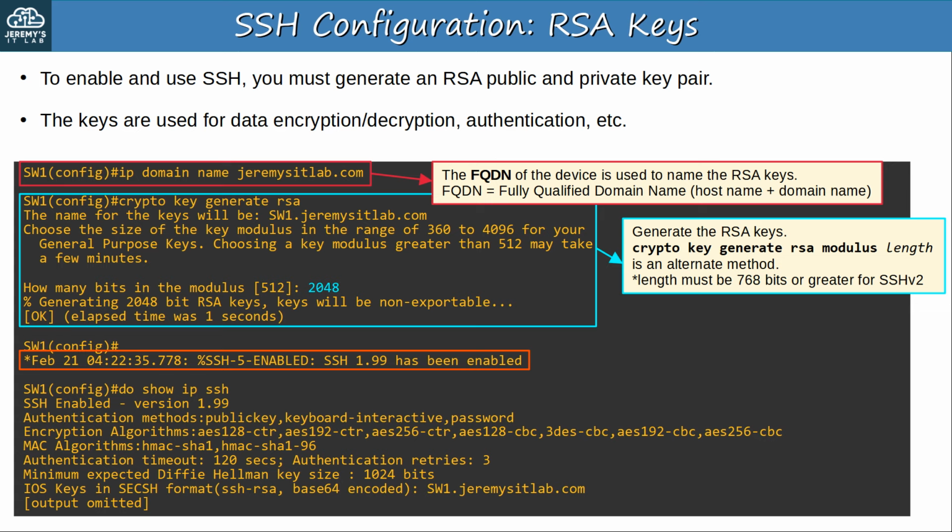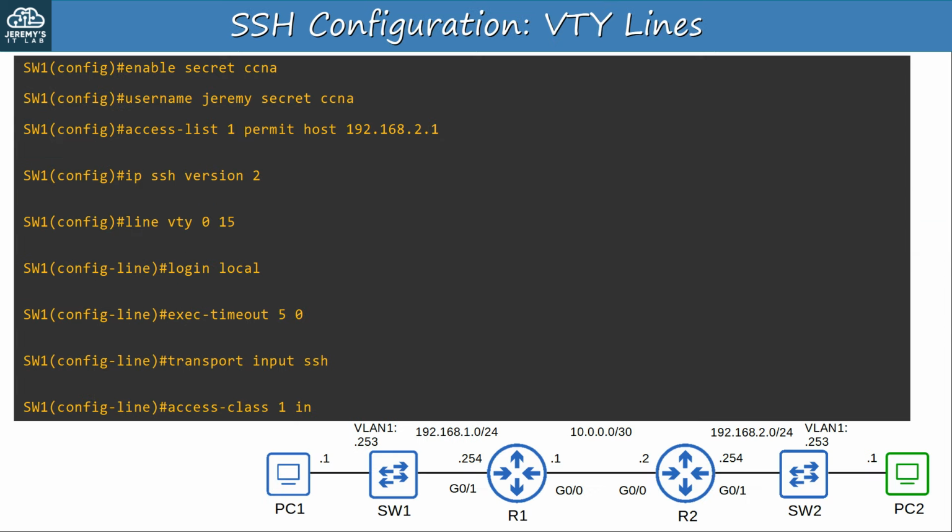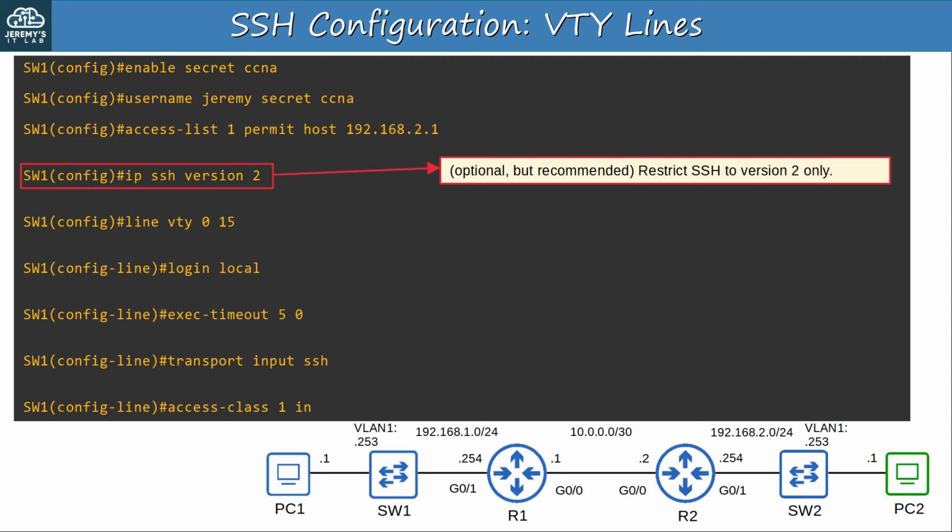After the keys are generated, a syslog message is displayed, indicating that SSH has been enabled. I check show ip ssh again, and indeed, SSH has been enabled. Now that SSH is enabled, let's configure it. The Telnet configurations on Switch 1 have been removed, so let's do a clean configuration of SSH. First, just like before, I configured the enable secret, a username, and an ACL to restrict connections to only allow PC2. Then I used the command ip ssh version 2.